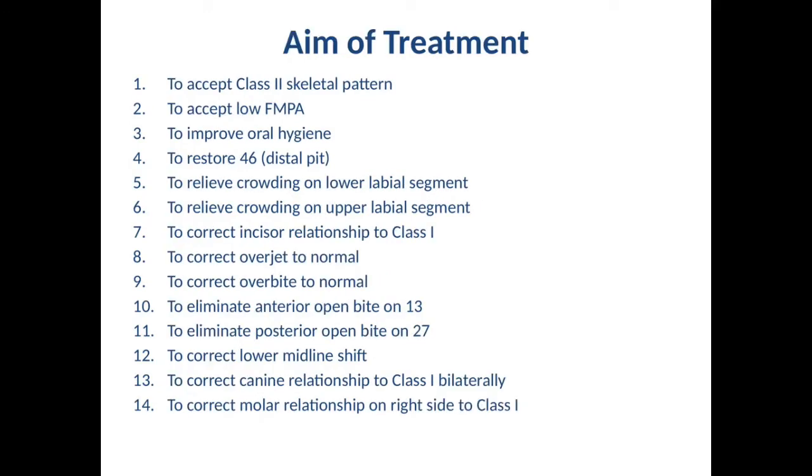Aim of treatment would be to accept class 2 skeletal pattern, to accept low FMPA, to improve oral hygiene, to restore tooth 4/6, to relieve crowding on lower labial segment as well as upper labial segment, to correct incisor relationship to class 1, to correct overjet to normal, to correct overbite to normal, to eliminate anterior open bite on 1/3 as well as posterior open bite on 2/7, to correct the lower midline shift, to correct canine relationship to class 1 bilaterally, and the last one would be to correct molar relationship on the right to class 1.